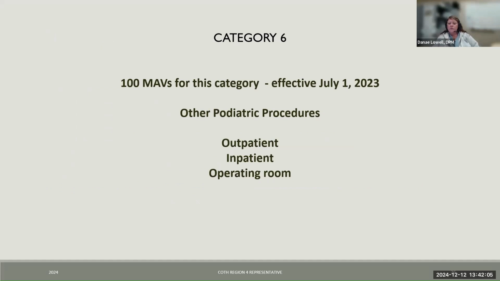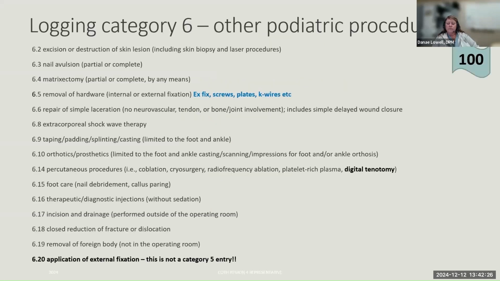Category 6 encompasses those procedures performed outside categories 1 through 5. This MAV requirement is new for the July 1, 2023 academic year and is 100. They encompass various lower extremity procedures that may be performed in the outpatient clinic, inpatient, or operating room arenas. Under Category 6 for other podiatric procedures, you'll find these selections listed.